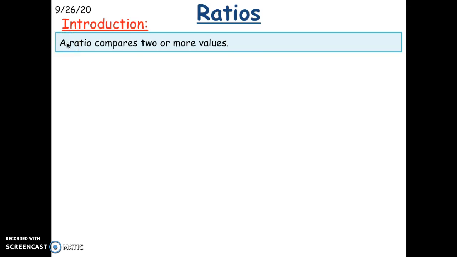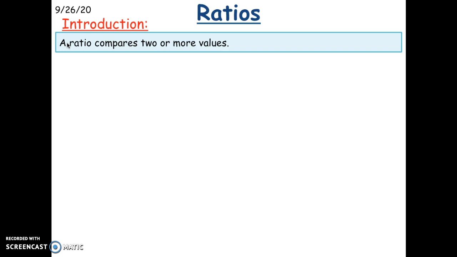Hello everyone. In this video, we are going to focus on ratio once again. I would have previously posted a video on ratio. This will be a follow-up. You are going to see some of the same concepts being repeated.